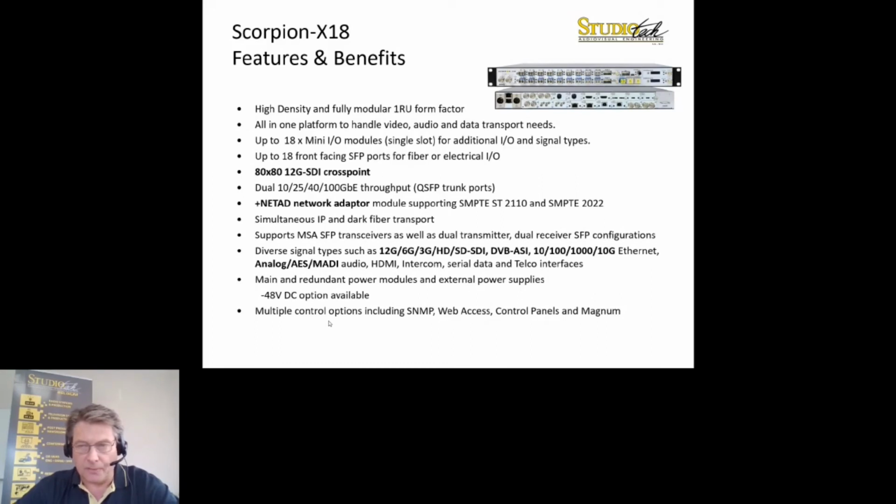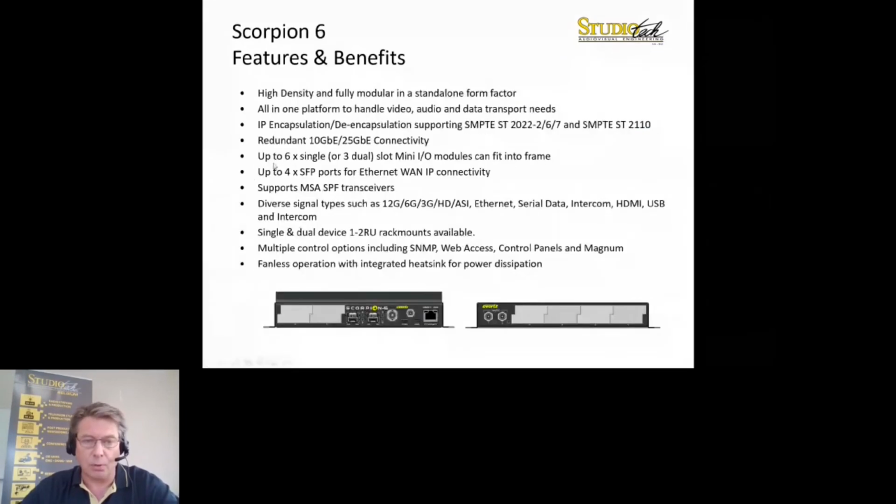You can have power modules built into the device, or you can have an external power supply, depending on what power you require from the device. This is the X18. We also have the Scorpion 6, which is mainly the same, only, of course, due to its dimensions, it's limited to 6 single slots or 3 dual slots, and 4 SFP ports as well to support 10 or 25 gig trunking towards the network.